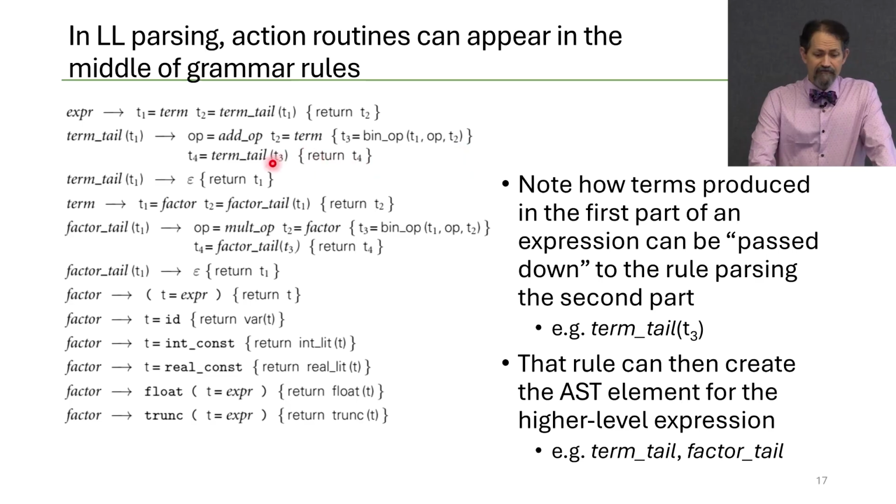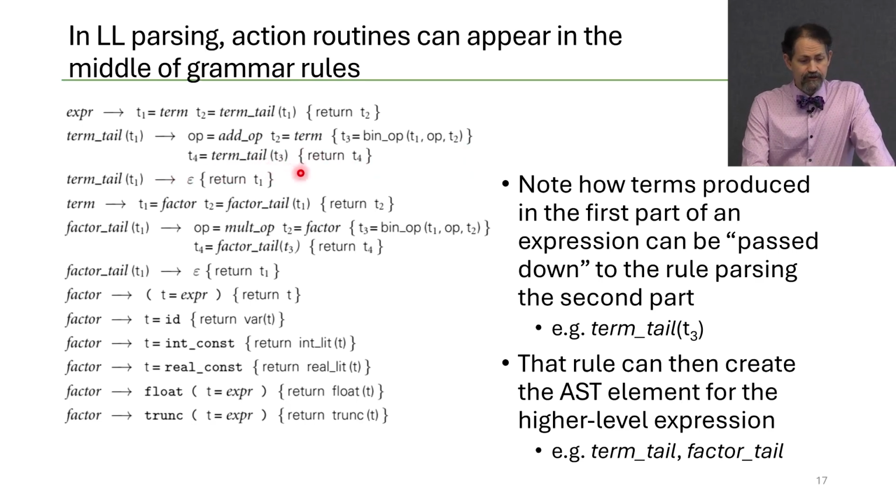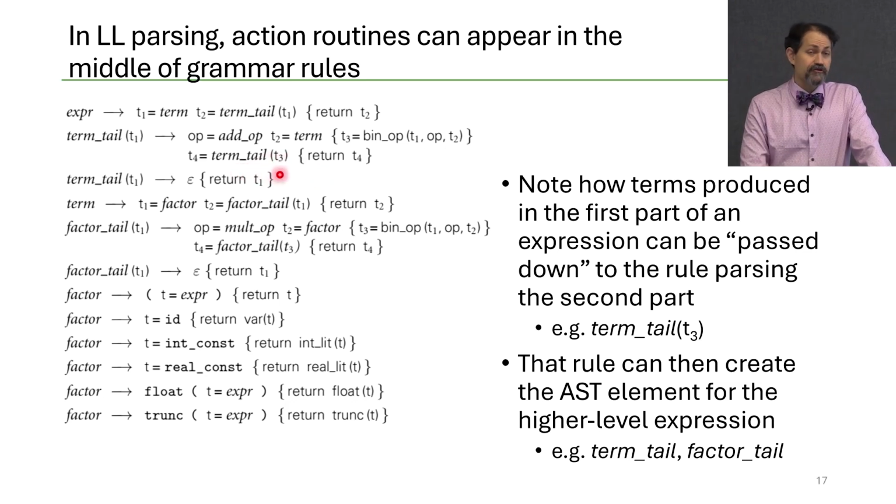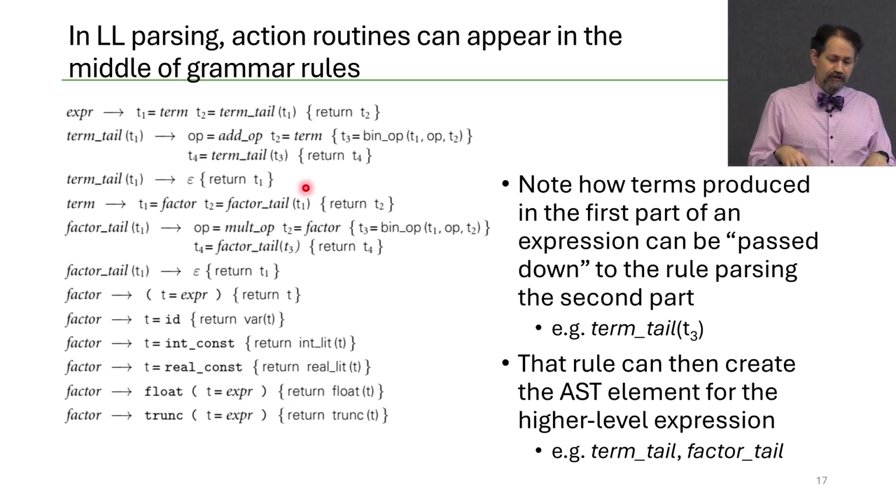And then we might have another term tail, right? We might continue on reading more terms. And so in this case, whatever that final term tail returns will be T4. Now there is a base case for term tail where we've done evaluating everything. In that case, we just return the term T1 that we already parsed.